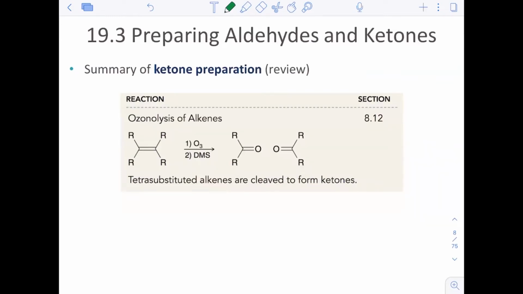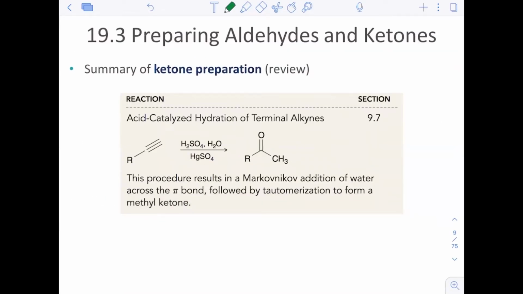Ozonolysis can also be done on alkenes. Tetrasubstituted alkenes will be cleaved to form ketones. So as long as all of those groups are carbon groups around that double bond, when it gets cleaved with ozonolysis, it will form a ketone. Ozonolysis will form ketones and aldehydes. They're only separated in your textbook here just to show you what is being prepared, aldehyde or ketone. But just note, ozonolysis can make a variety of aldehydes and ketones at the same time.